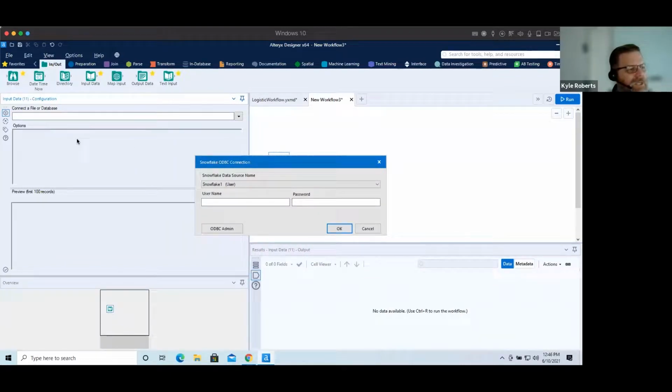Now I need to stop sharing just for a second, because I have to enter my username and password, and I don't want to have to change those in three seconds. So let me stop that and enter those.